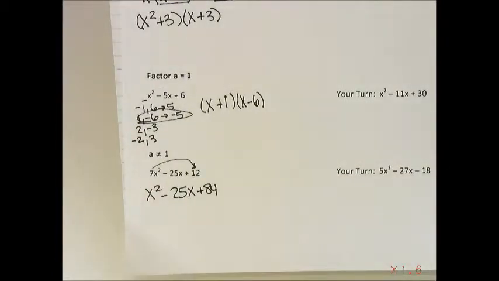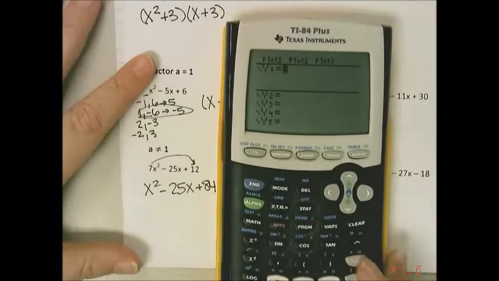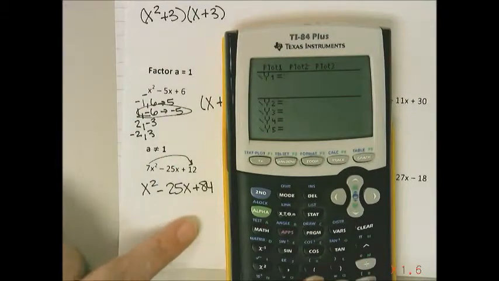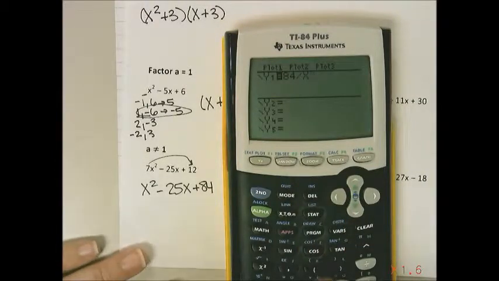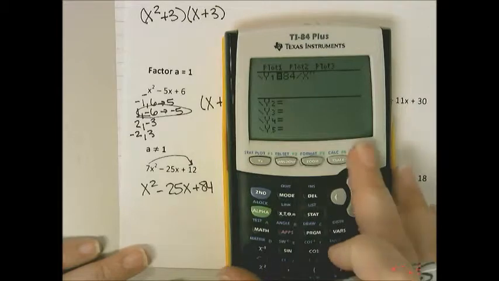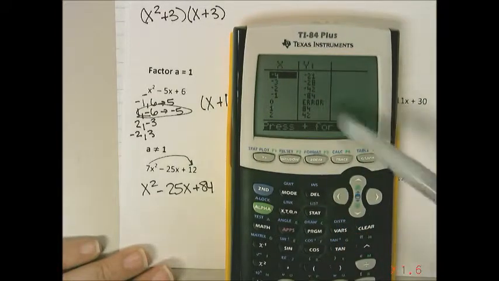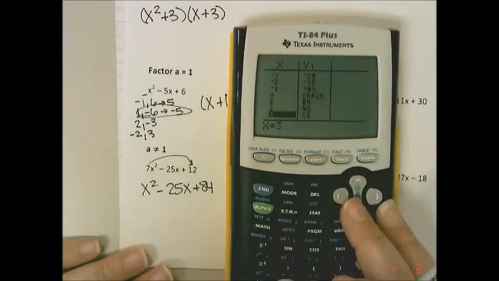So if you don't remember your factors of 84, because it is pretty high, what you can do in your calculator is take 84 and hit divide by x, and that'll give you your factors of 84. So if we go to second table or second graph to get our table of values, here's our values. So we want to scroll down to where it adds to negative 25.